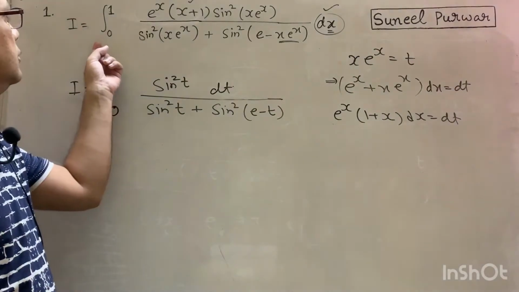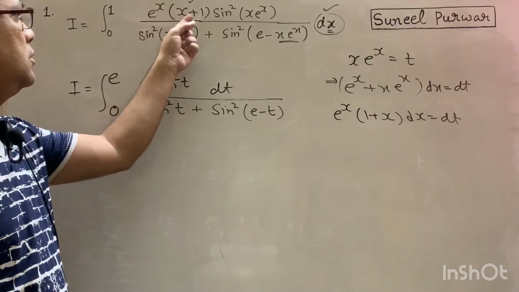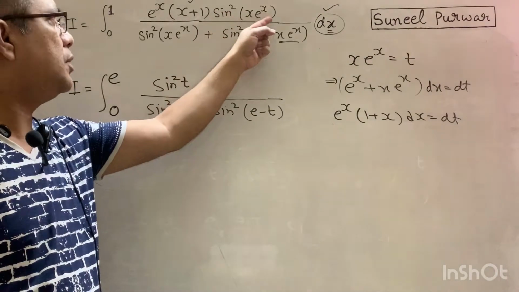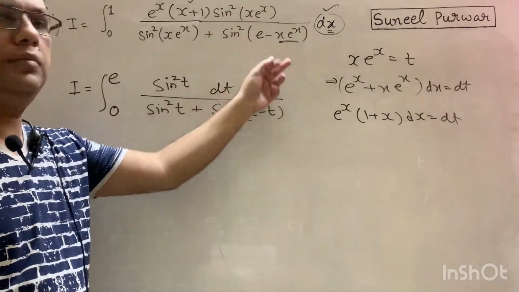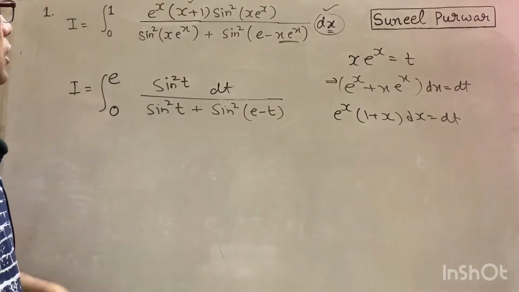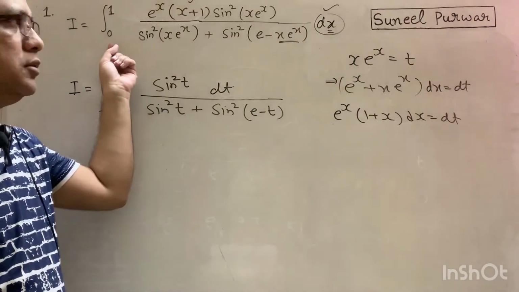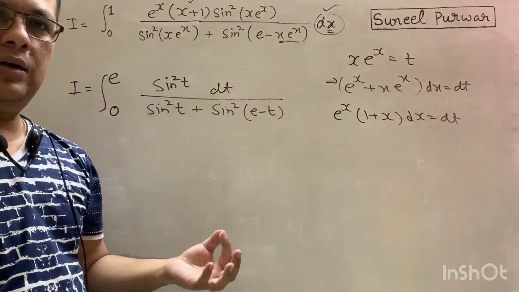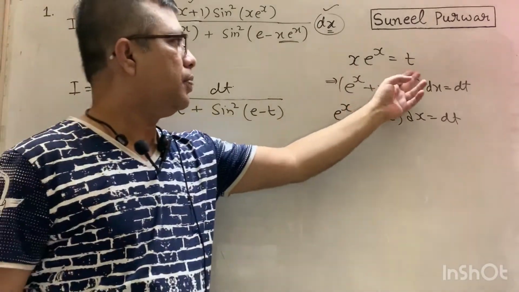Integral 0 to 1 of e^x (x + 1) sin²(x e^x) divided by this quantity, dx. Now immediately you can recognize the question is dominated by this quantity x e^x. Take it as a substitution t.